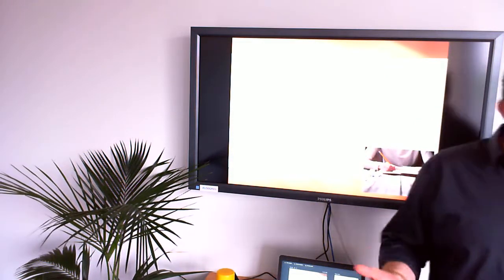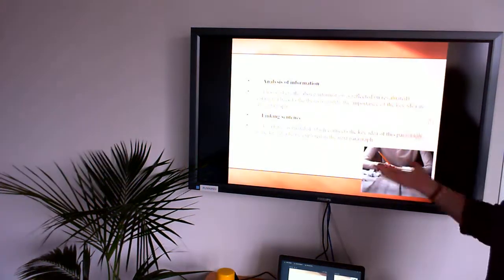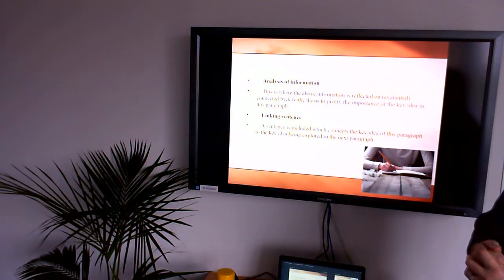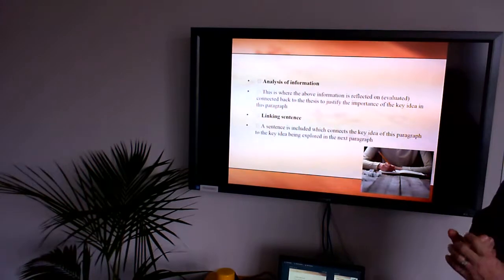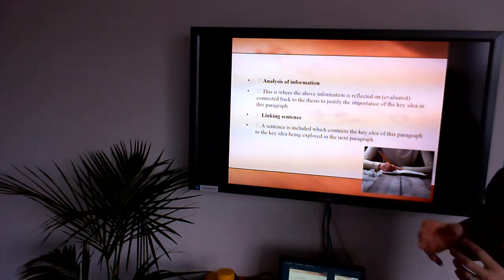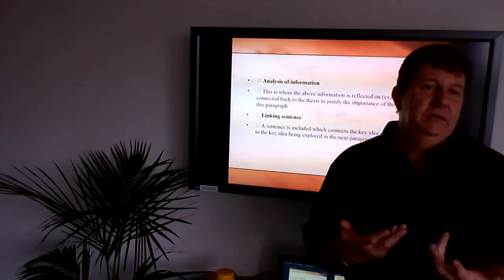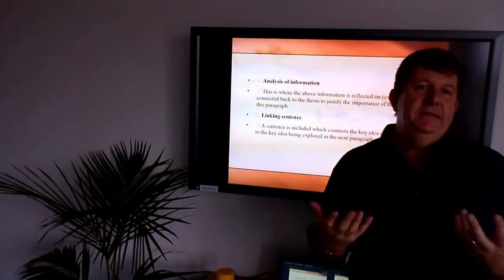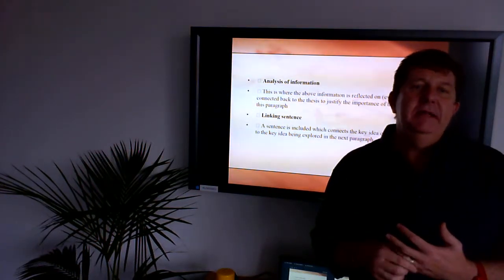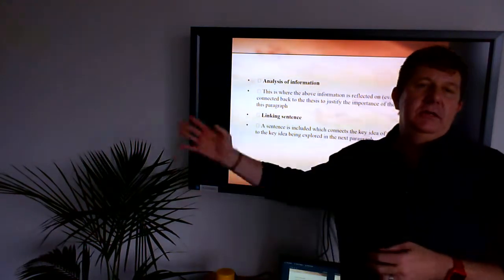Analyze information and linking sentence. It came up again there. So this is where your above information is reflected on, evaluated, connected back to the thesis. So your information must be connected to your thesis. It doesn't help that you go off on a tangent which does not link to your thesis.